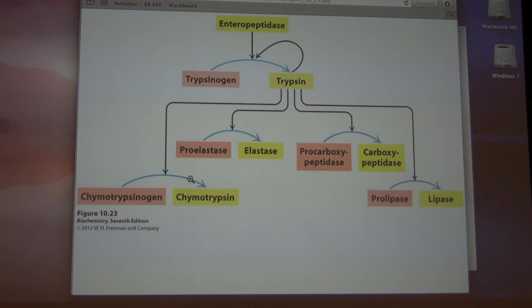Trypsin, you can see, is a very, very powerful enzyme for activating a whole bunch of things. It activates chymotrypsinogen. It activates proelastase into elastase. It activates procarboxypeptidase into carboxypeptidase. And it also activates prolipase into lipase. This guy on the right breaks down fat. Okay? So this trypsin is essentially a central control area for activation of zymogens in the digestive system. And the master switch that turns it on is this enzyme known as enteropeptidase. You also see trypsin points back at itself, meaning trypsin can also activate trypsinogen. So trypsin can make more trypsin.